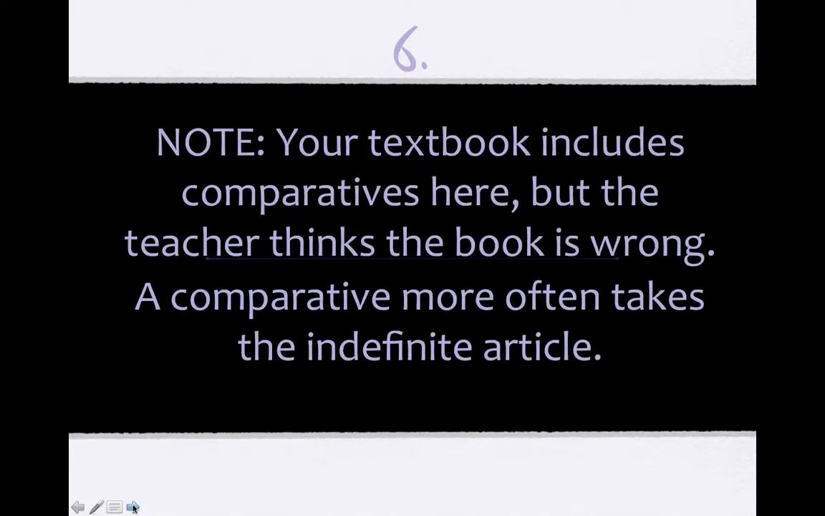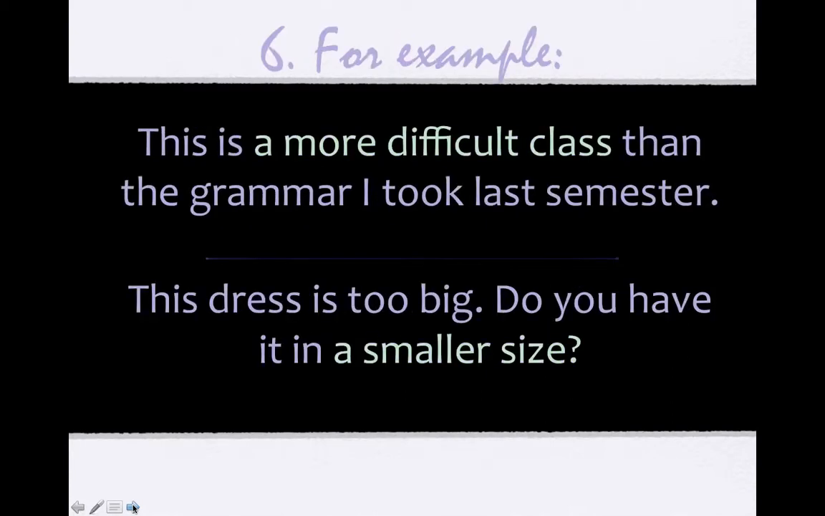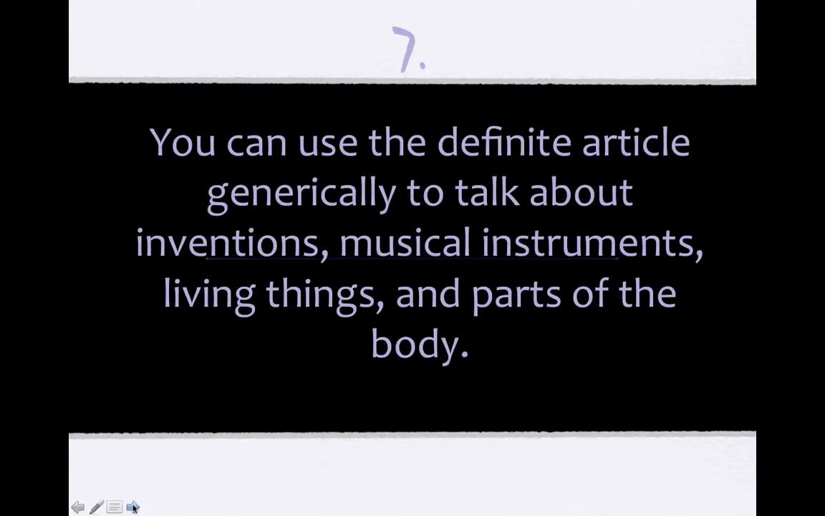And for a note, your textbook includes comparatives here, but the teacher thinks the book is wrong. I really disagree. A comparative more often takes the indefinite article a or an. For example, we say, this is a more difficult class than the grammar I took last semester. Or in a store you might say, this dress is too big. Do you have it in a smaller size? Okay.